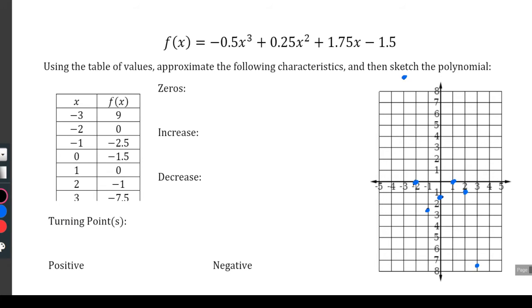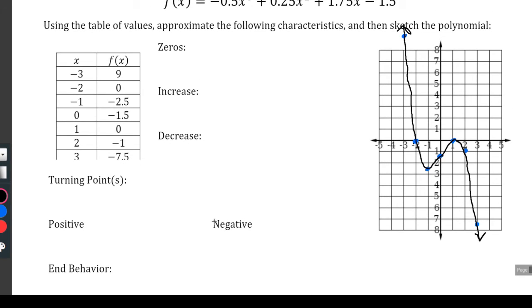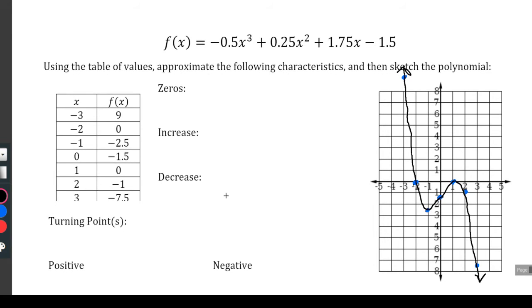Now, then we're just going to want to sketch this. Make sure to draw your arrows at the end so you can know what you're looking for with your end behavior. And then we're just going to find it. So, what are our zeros? We can find out by just looking at the chart. We have a 0 at -2, 0. And we have another 0 at 1, 0.